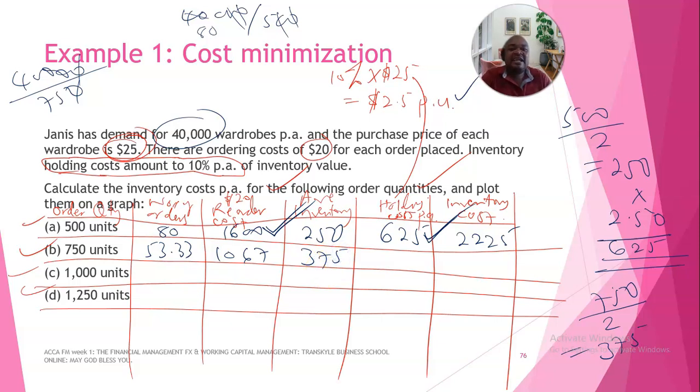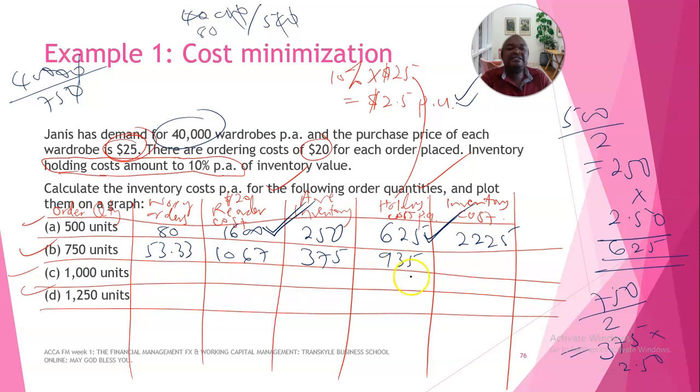The holding cost per annum is 375 multiplied by $2.50, the figure which we have calculated. So this means that we will have a figure which is equal to 938. Please verify these figures with your calculators.